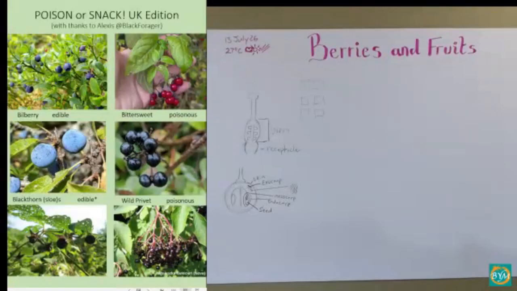This is wild privet and it is poisonous. So have a look at perhaps the different shapes of the berries as we're going. Color doesn't seem to mean anything, so don't worry about that. But yeah, have a little look also at the leaves as we go along. Right, what about the next one?